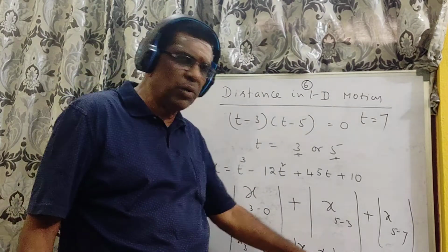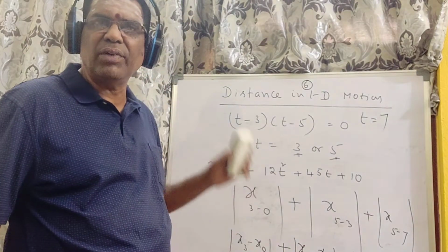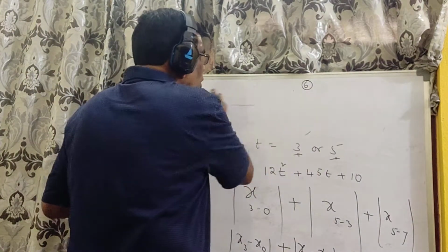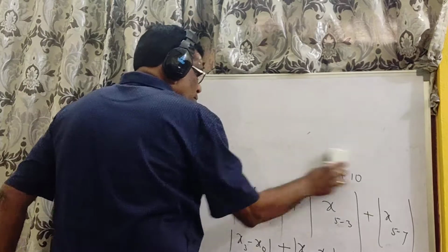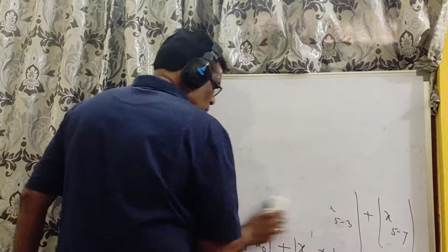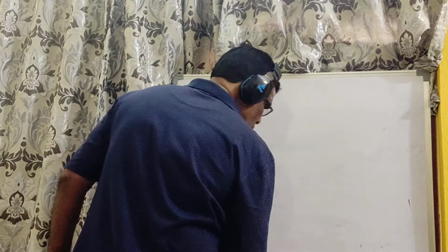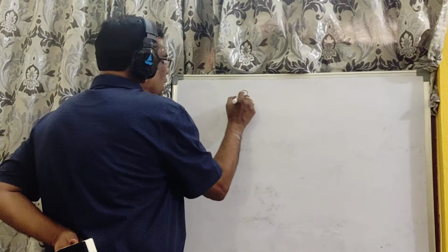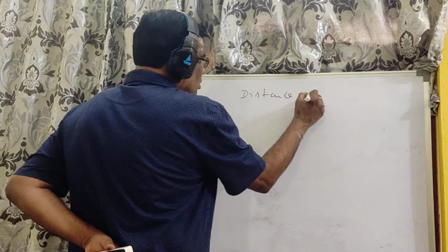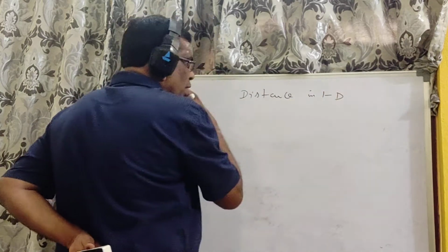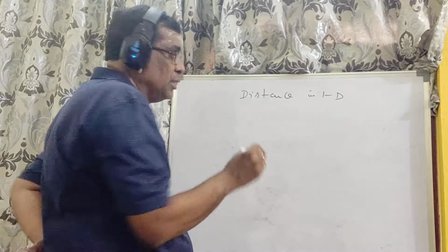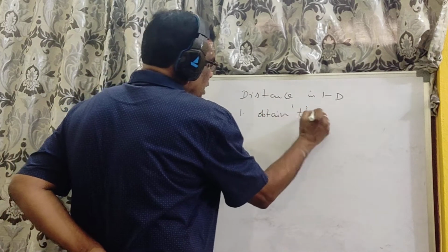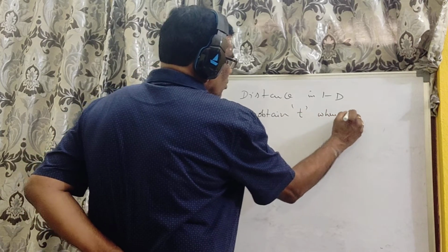Now, you sum it up. As I told you, being moduli, you will get everywhere plus, plus, plus. And once you add up all these things, you will get your distance here, remember. So, whenever you get the three steps that you have to know to get the distance in 1D, when analytical expressions are given, first thing, obtain t when v is 0.